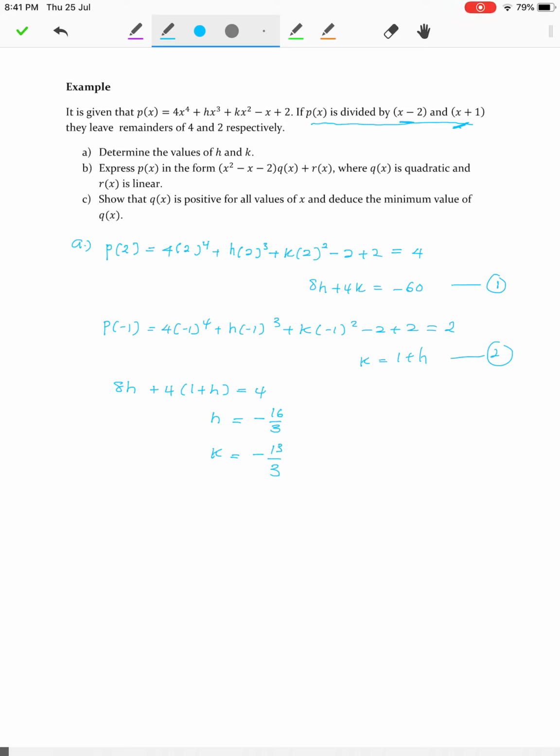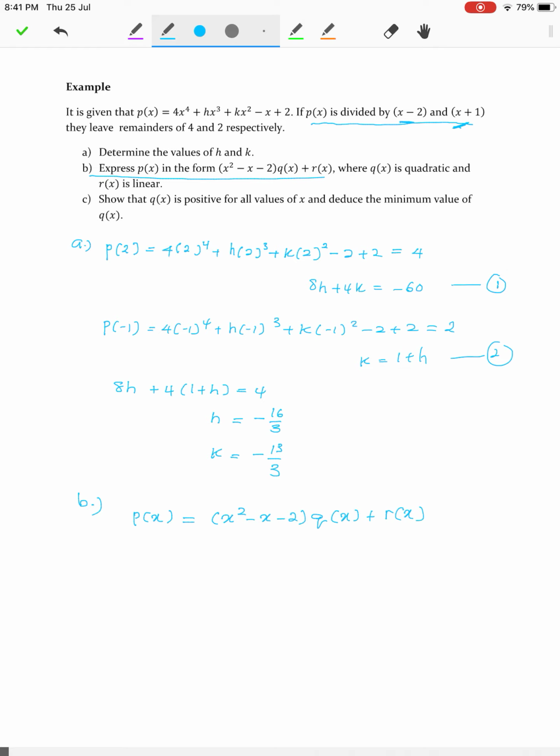Okay, so let's do B. In B, you want to express p in the form of that. What does this sentence mean? It means that you want to write down p(x) = (x^2 - x - 2)q(x) + r(x), where q is a quadratic and r is a linear.